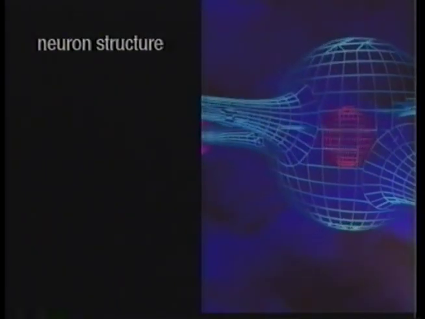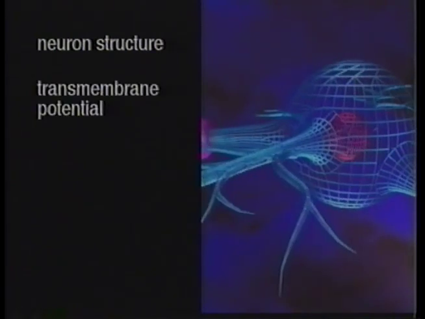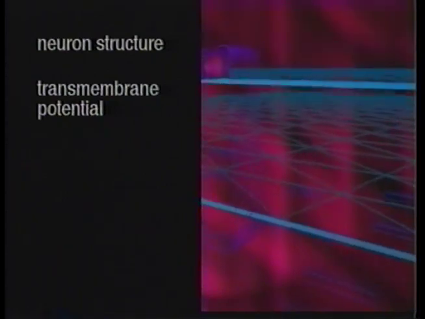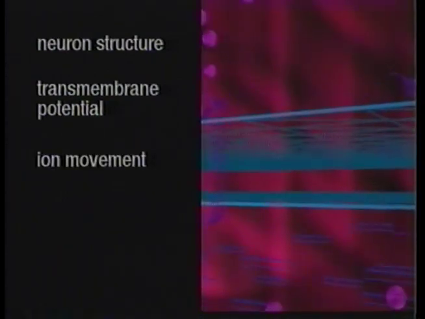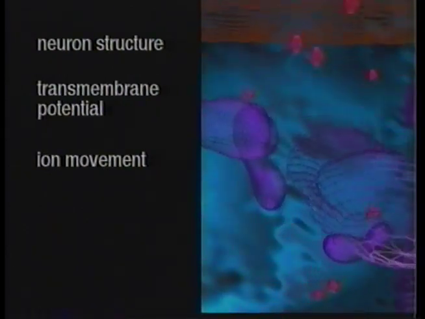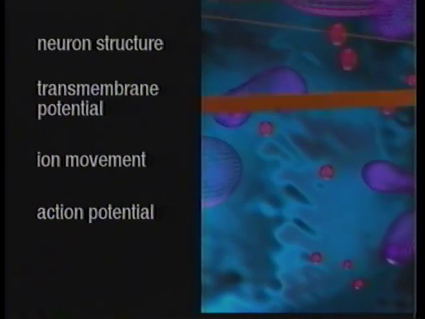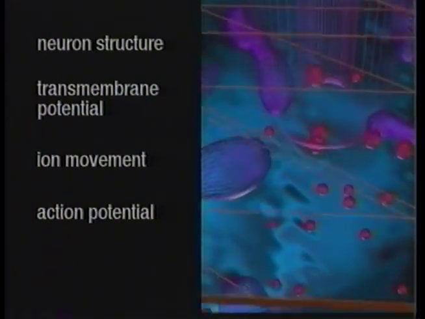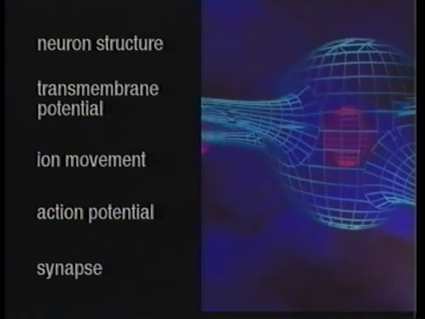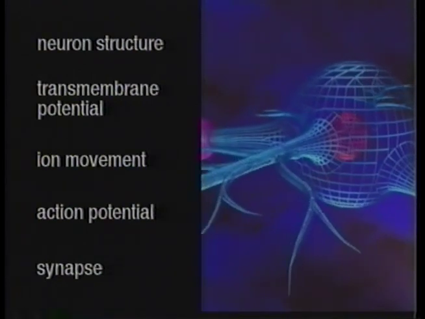To begin to answer this question, this video tutor segment will cover several aspects of neurophysiology. First, we'll start with a look at the structure of a neuron. Then we'll define transmembrane potential and examine how neurons maintain theirs. Next, we'll look at how the movement of ions across the cell membrane affects the transmembrane potential. Finally, we'll examine an action potential. We'll see how it is propagated along the membrane of a single neuron and how a stimulus is transmitted to another neuron across the synapse.